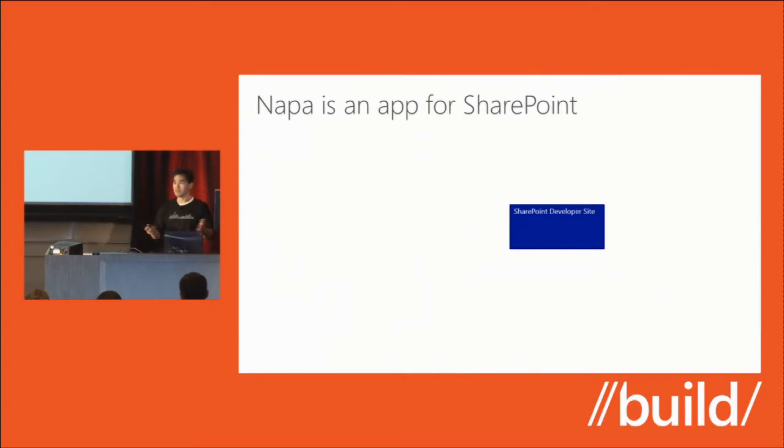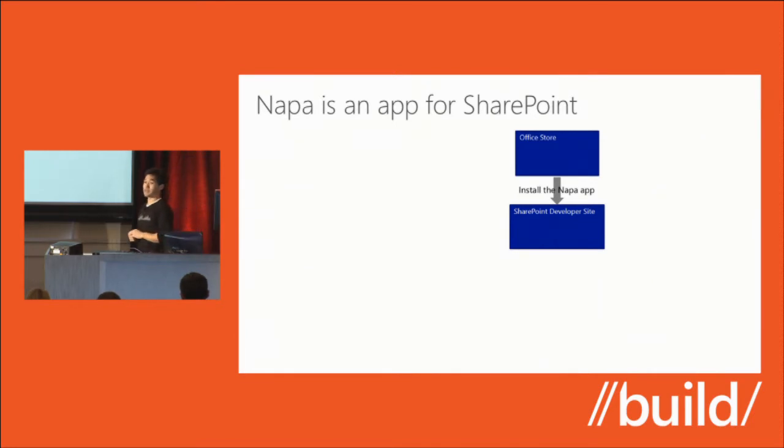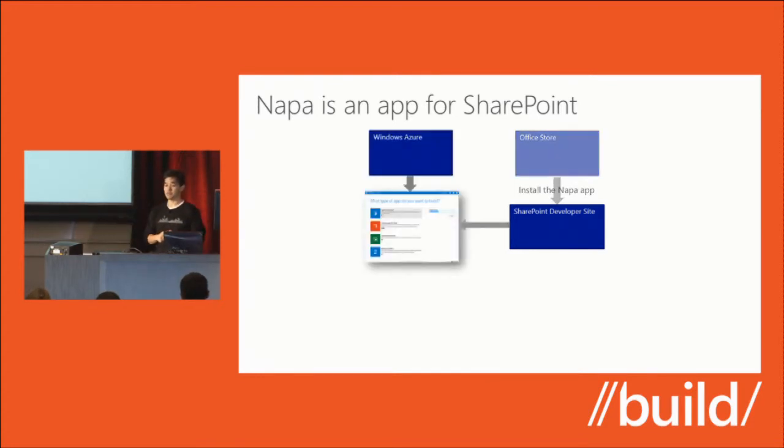So now let's talk about Napa a little bit in more detail and how it works, kind of the anatomy slide, but for Napa. So you have the SharePoint developer site, which you got from dev.office.com. You go to the Office store and you install the Napa app, and that brings down the manifest for Napa. And actually, in our case, it is purely a manifest. That's all we give to the Office store, and that's the only information that comes down when you install Napa. We call that a manifest only app.